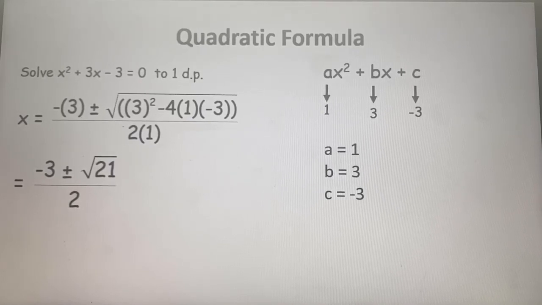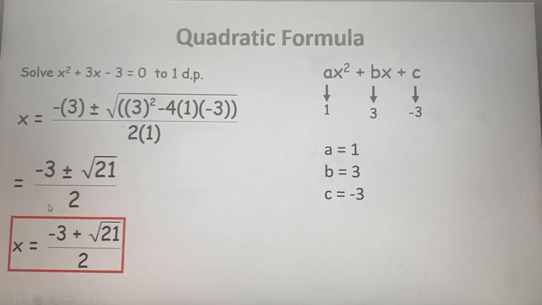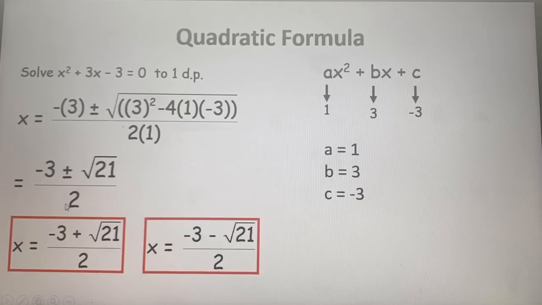So we can now split this up, so it becomes minus 3 plus root 21 over 2, or minus 3 minus root 21 over 2. So that's our plus or minus part of it split up into 2 separate solutions, and then it's a case of just putting that into our calculator. If you've got the fraction button on your calculator, then you can put the whole thing in at once with minus 3 plus root 21 on the top, and then 2 on the bottom, and minus 3 minus root 21 on the top of the other one, and 2 on the bottom.